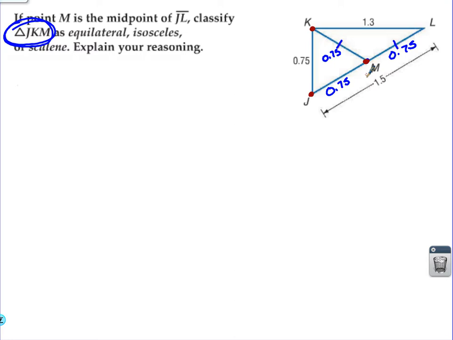All three sides. And before, it probably didn't look like equilateral, right? Before we did the computations and found out that everything's 0.75, we wouldn't have realized that. So that is an equilateral. Anybody, what's the other one going to be?